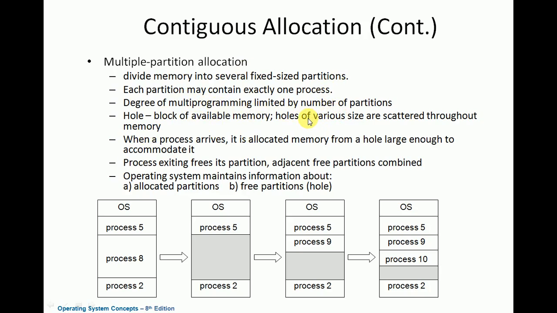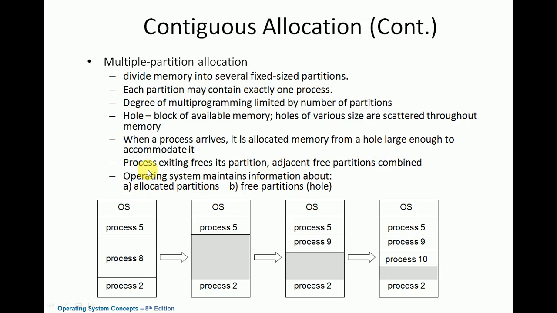So there is something called a memory hole. It is a block of available memory where we can store a program or a process. That is called a hole. Holes of various sizes are scattered throughout the memory. The memory holes do not exist at the same location; they are scattered throughout the memory. Whenever a new process arrives, it is allocated memory from a hole that is large enough to accommodate it. So a hole that is sufficient for the new process must be allocated.